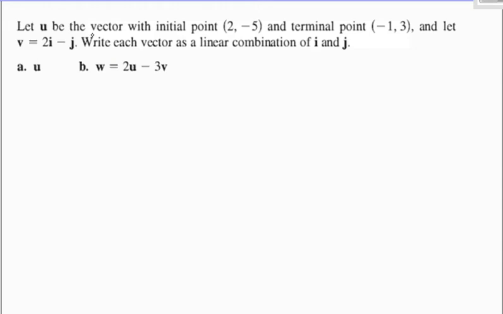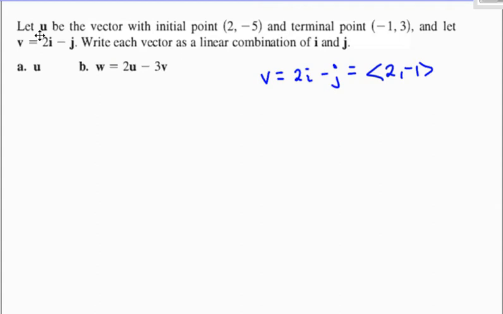Let u be the vector with initial point at 2, -5, and a terminal point at -1, 3. And let v be 2i minus j. Write each vector as a linear combination of i and j. All right, so you guys, a couple things here. When they tell us v is 2i minus j, that's the same thing as saying it's 2 and then -1. Right? It's a vector that goes 2 to the right and 1 down.